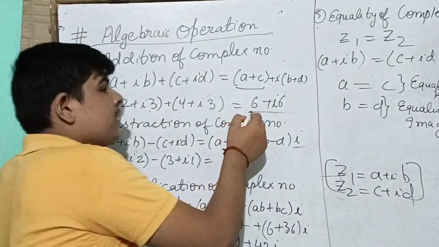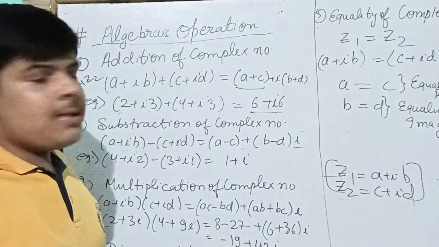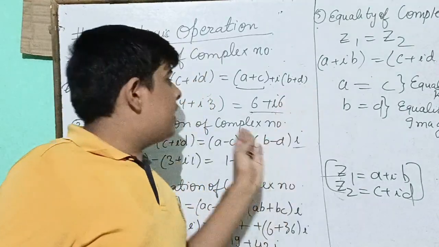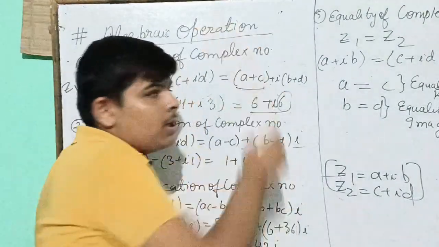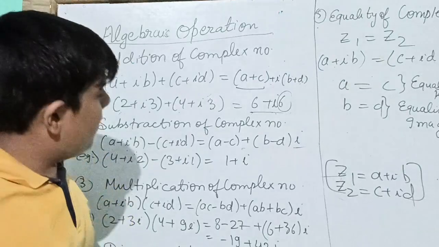So here 6 represents the real part of the complex number, and this 6, that is after iota, represents the imaginary part of the complex number.